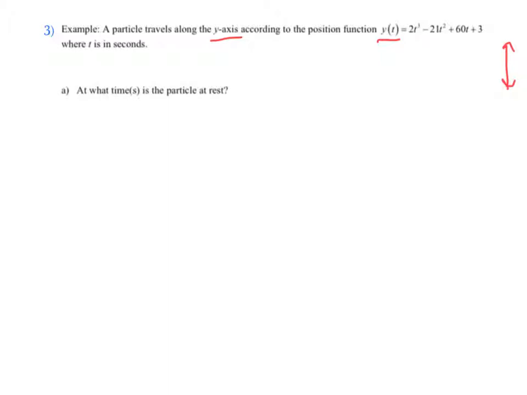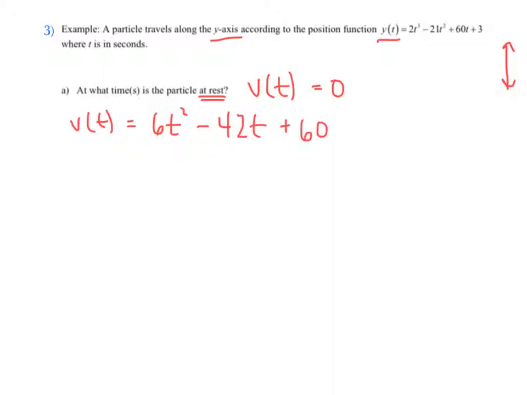At what times is the particle at rest? Okay, we've answered this a couple of times. Hopefully you should right away know that you're talking about movement, and movement not moving actually, and so that would be velocity, and when velocity is equal to 0. So we're looking for when the velocity function is equal to 0, which means we need the derivative of the position function. So that would be 6t squared minus 42t plus 60.